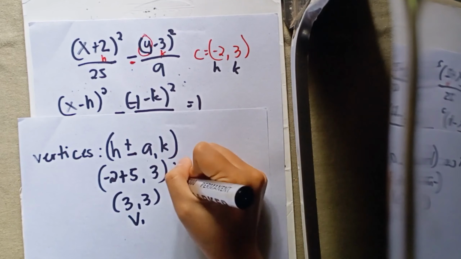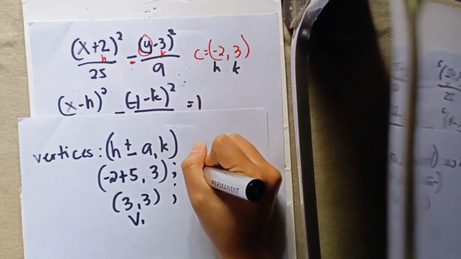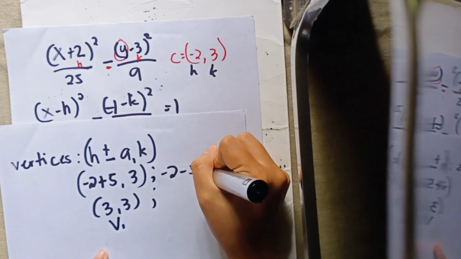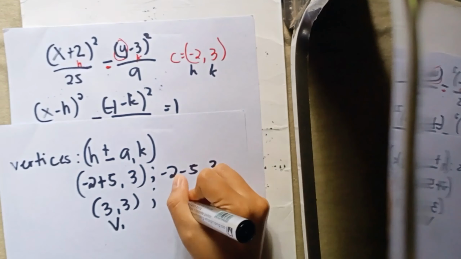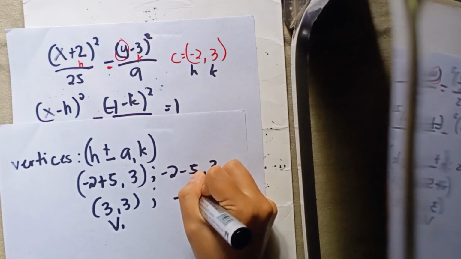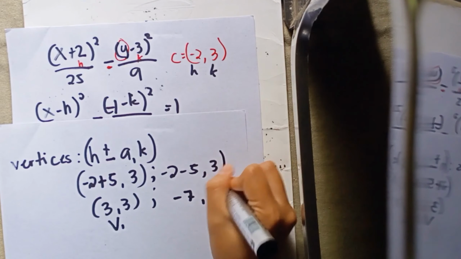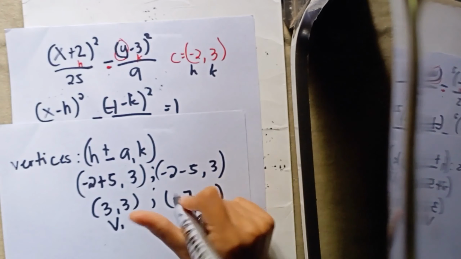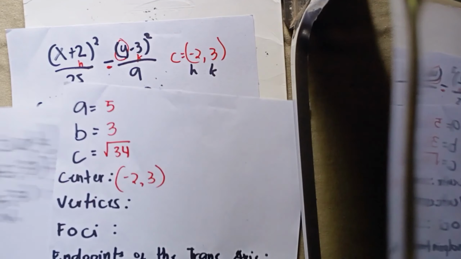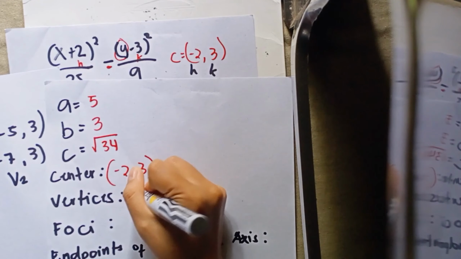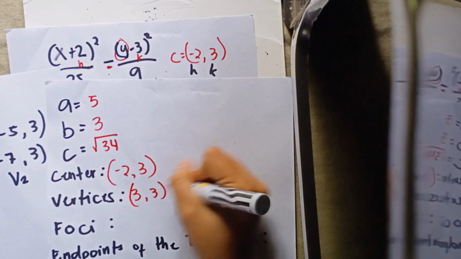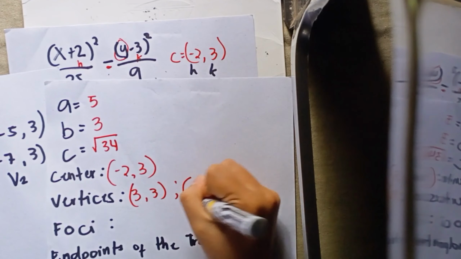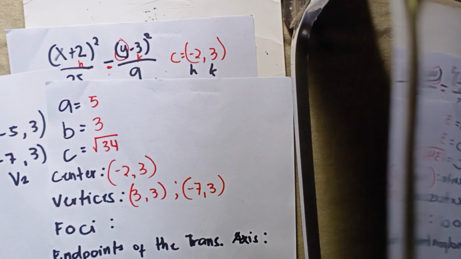Next is negative 2 minus 5, then our k is 3. So we have negative 7 and 3. So this is now our V sub 2. And our vertices are 3 and 3, and then negative 7 and 3.